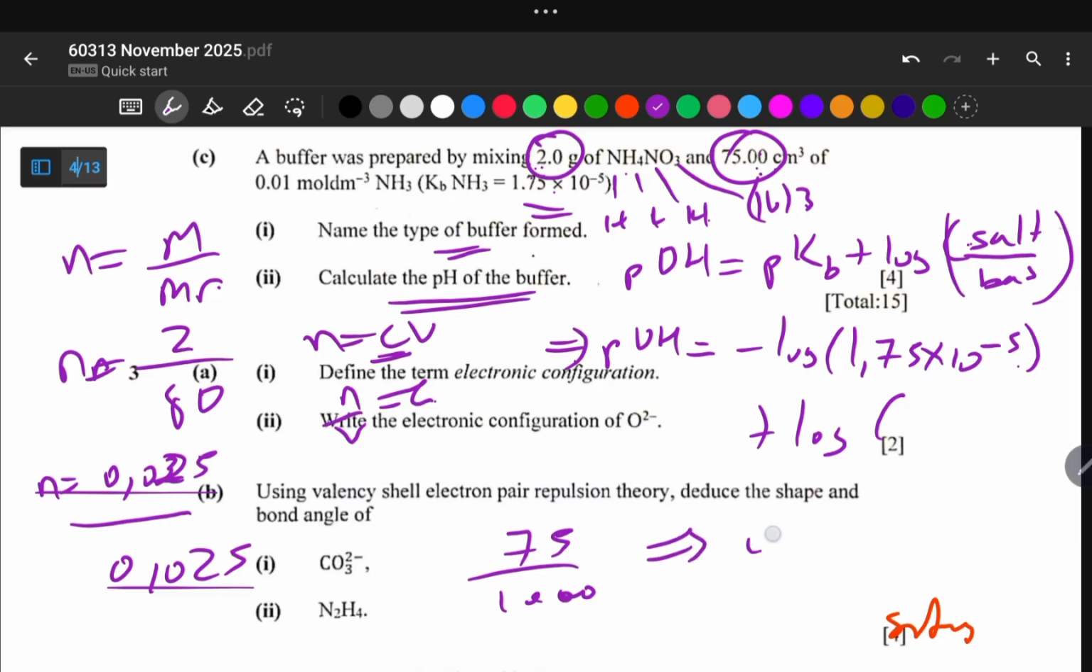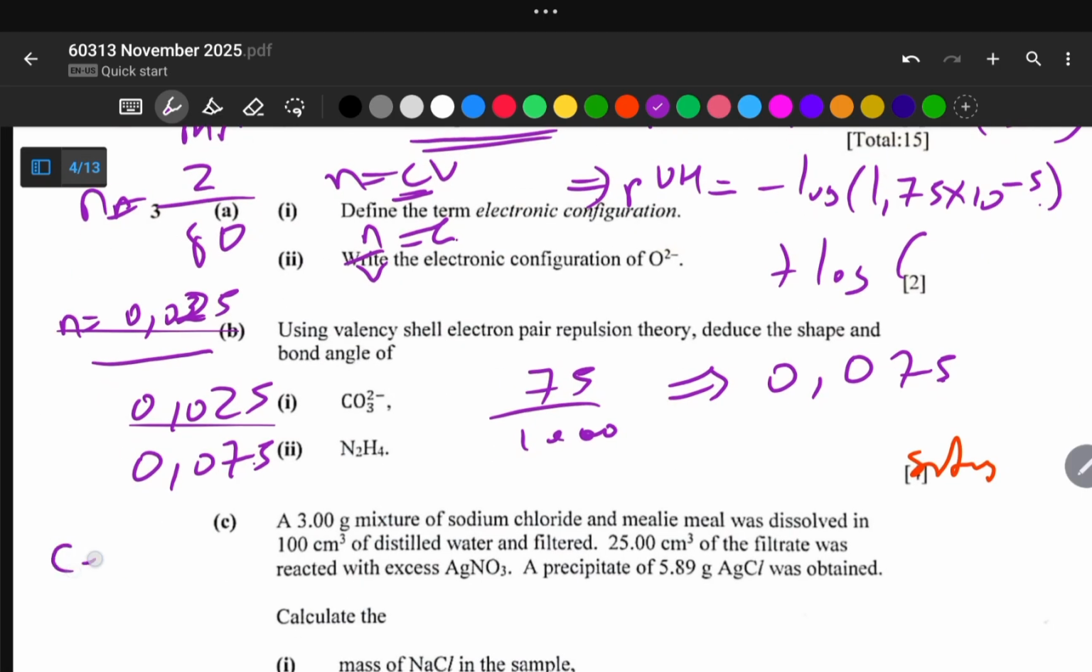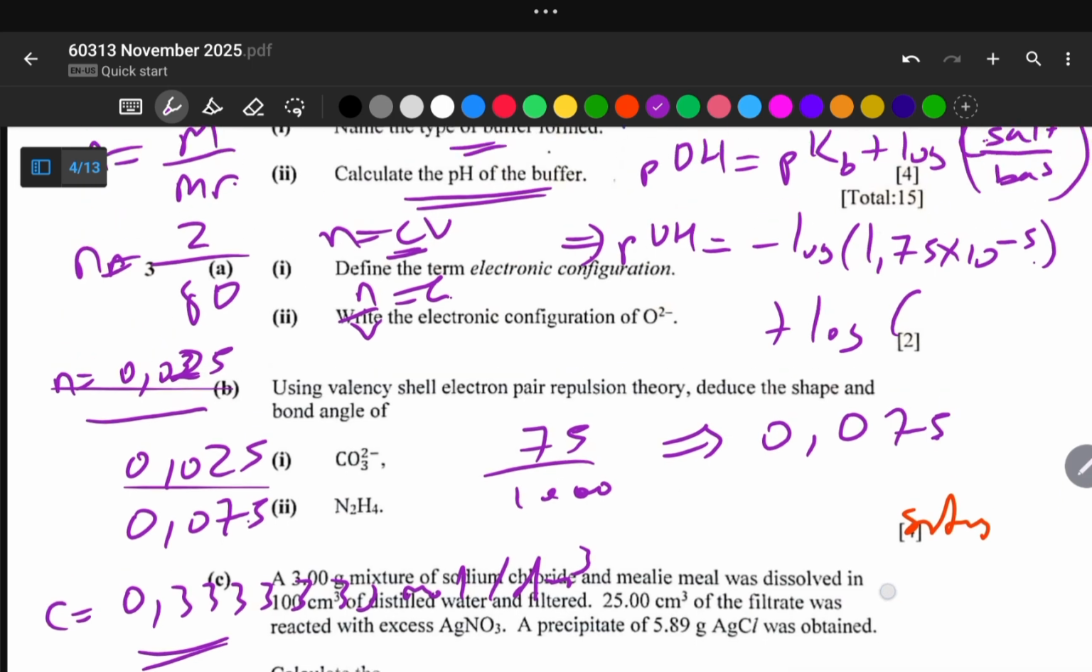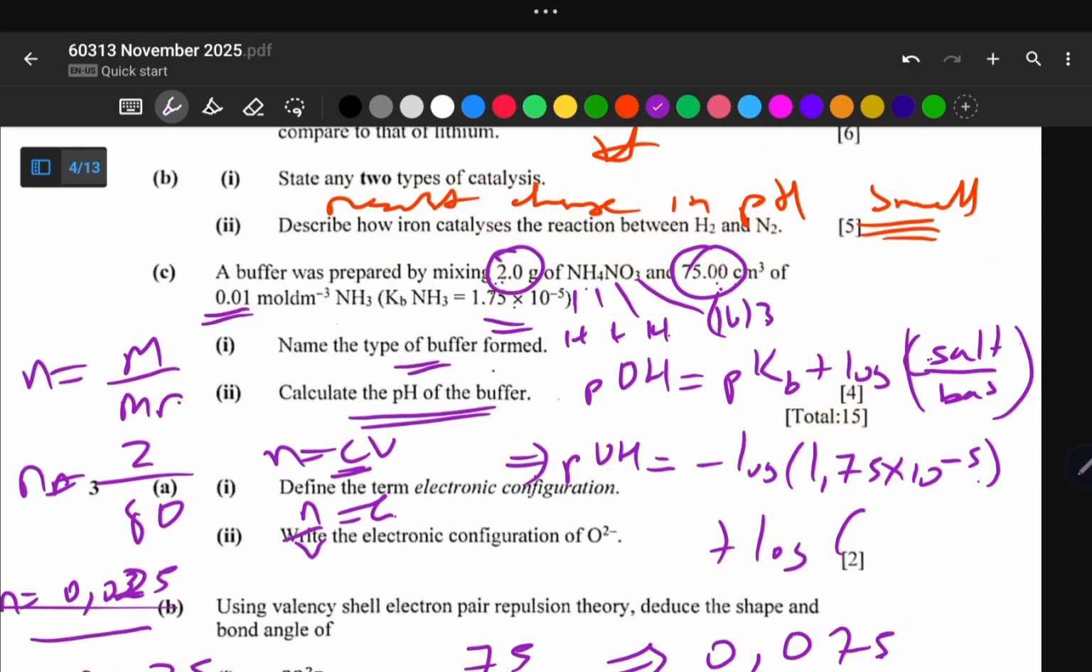This one is going to be 0.075, right? So we're simply going to divide 0.025 by 0.075, and then we are going to have the concentration being equal to 0.333 recurring decimal, so it's moles per cubic decimeter, right? So this one is the concentration of the salt, right? And then the concentration of the base we are given is 0.01, right?